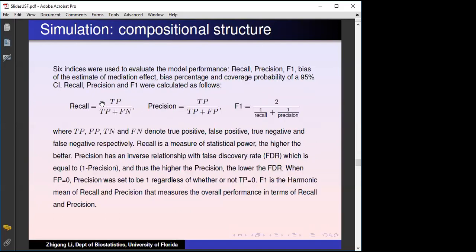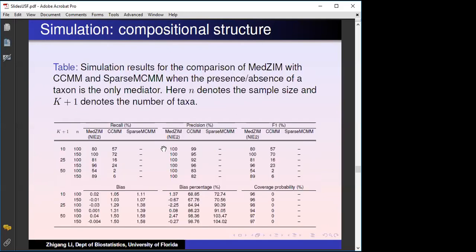And we use these measures: the recall, precision, and F1, and also the bias of the estimated mediation effect, bias percentage, and coverage probability. The recall is basically statistical power. Precision measures how precise the method is, related to FDR. So 1 minus precision is FDR. The higher the precision, the lower the FDR.